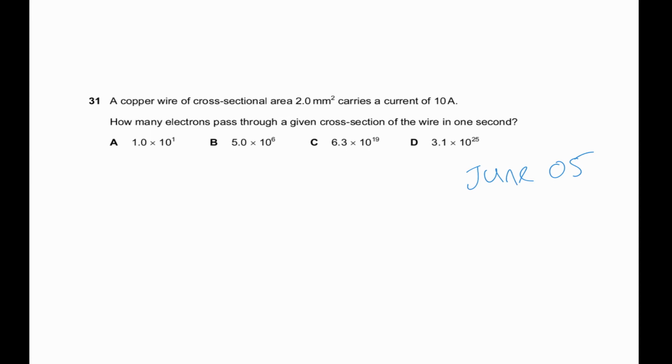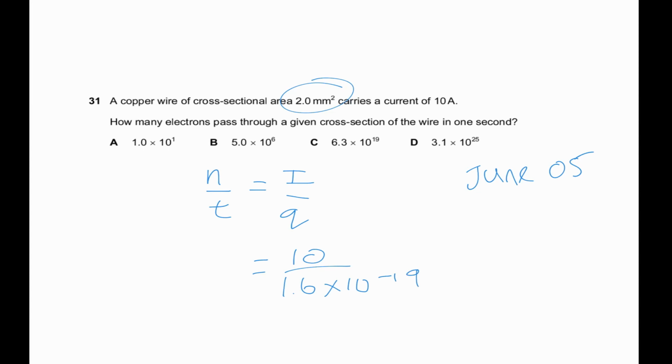They said how many electrons pass through a given cross-section in 1 second. So don't worry, number of electrons basically you can use N over T equals I over Q. Now, people ask me what about the area? The area can ignore. The area here is just to trick you only. Okay? So number per second means N over T because N over T is 1 second. So you get 10 over the charge of the electron, 1.6 times 10 to the power negative 19. And you should get the answer in per second.